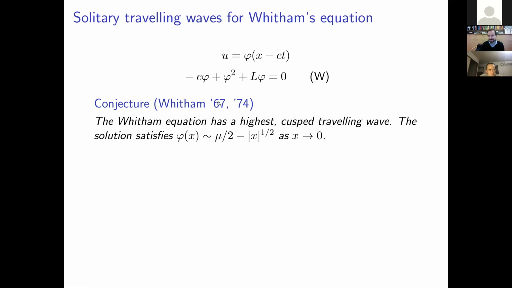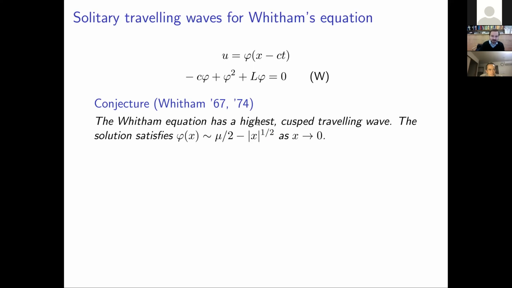Whitham conjectured, or claimed you could say, that the Whitham equation has a highest traveling wave, which also has a singularity at the crest. But the difference compared to the full water wave problem is that it's not a peak with an angle, it's actually a cusp. So the enclosed angle is 0, so to say. It has infinite slope. And he also gave some asymptotics of how the solution should behave at the crest. It's actually this square root behavior.